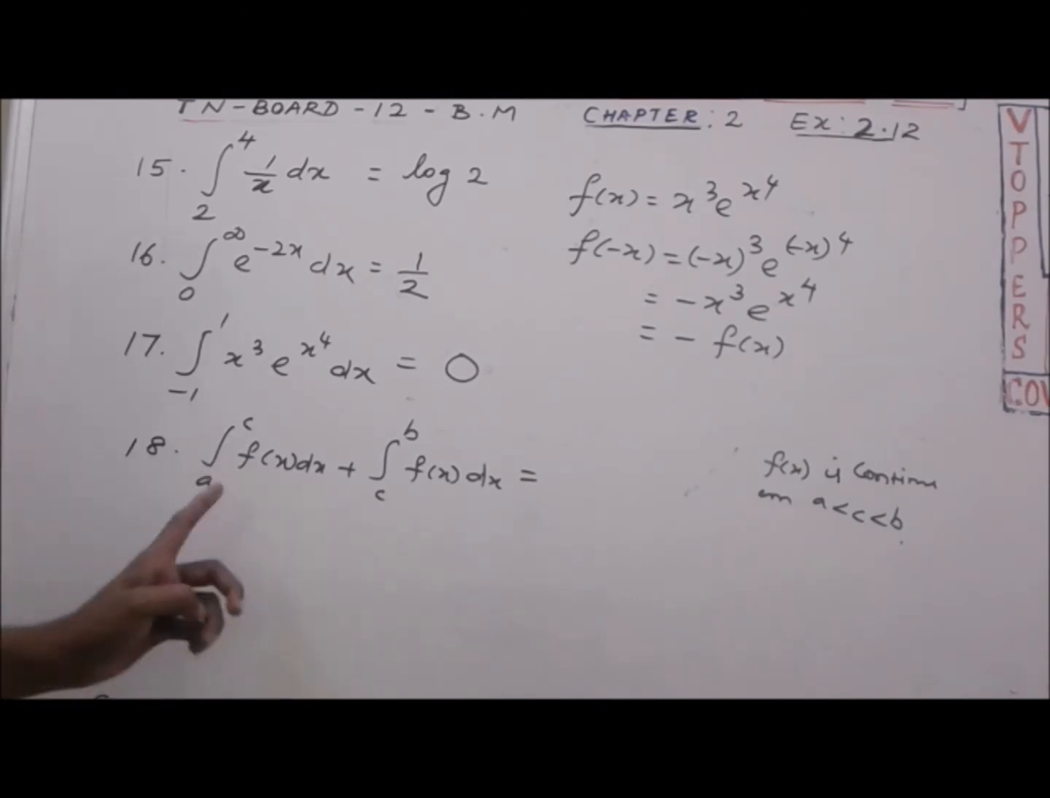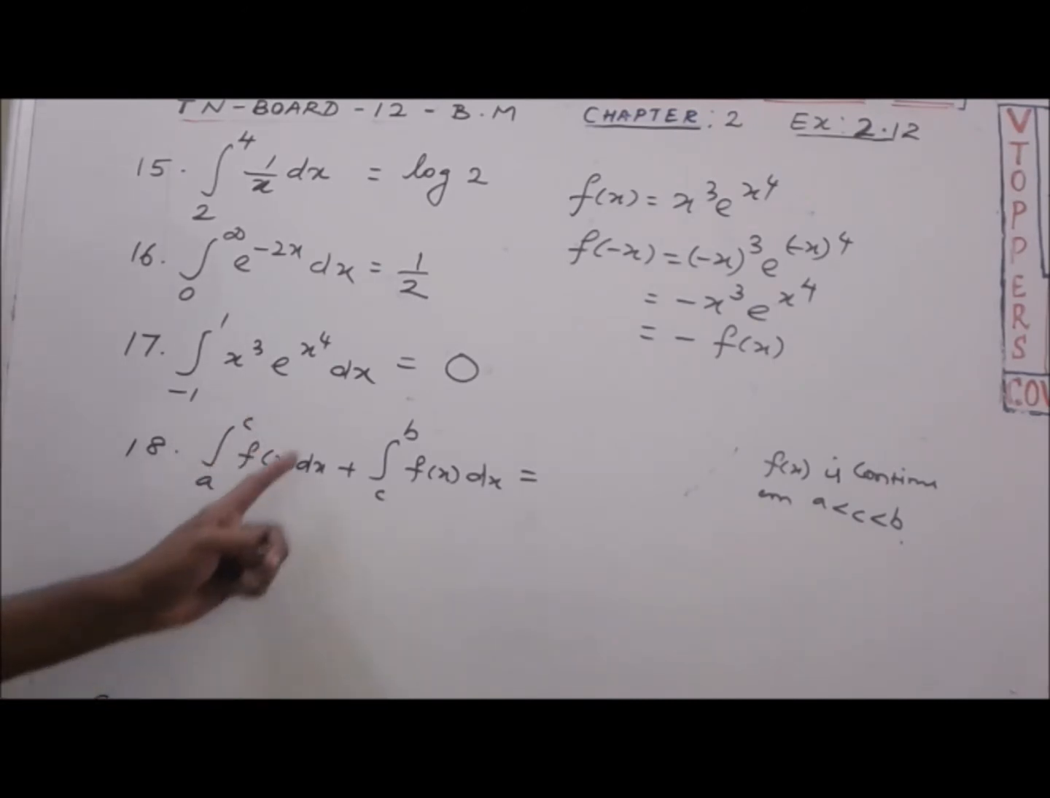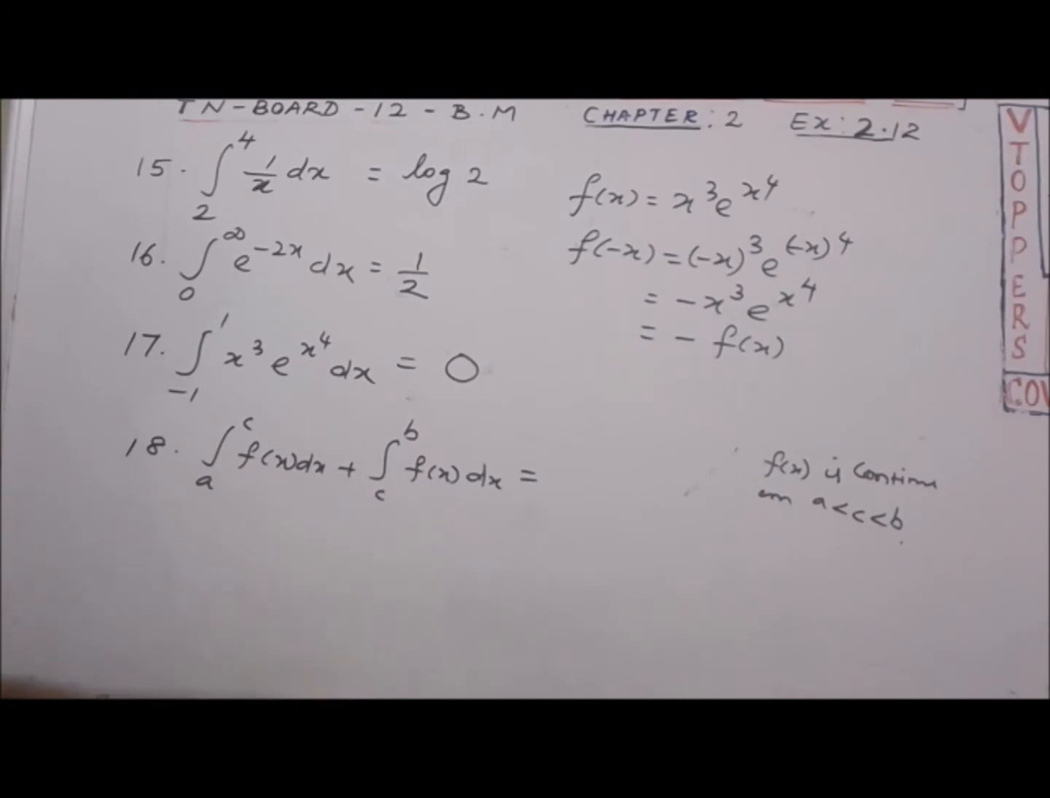Then look at the 18th question. This is one of the properties: integral a to c f of x dx plus integral c to b f of x dx.